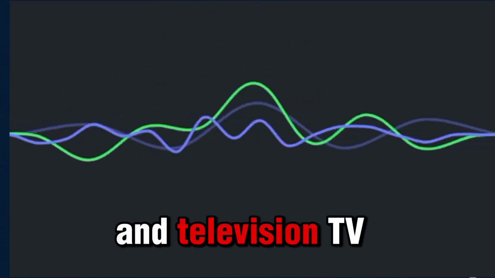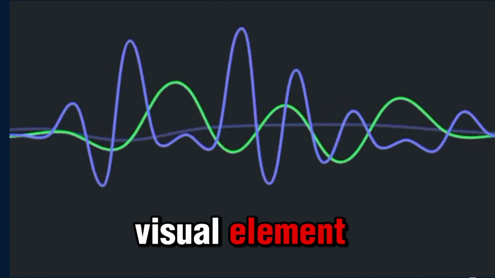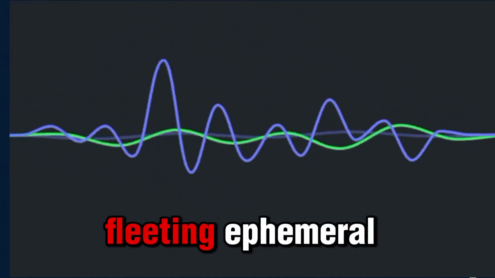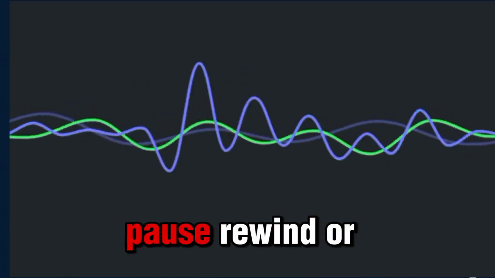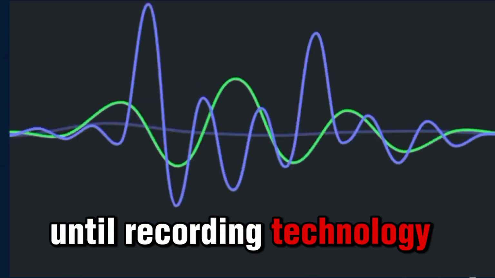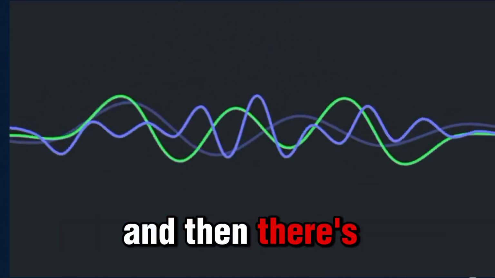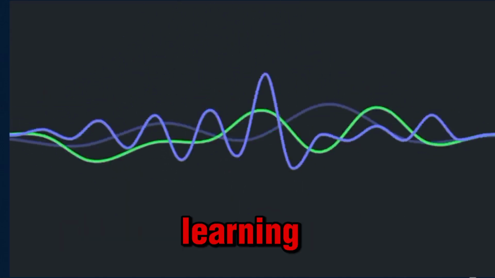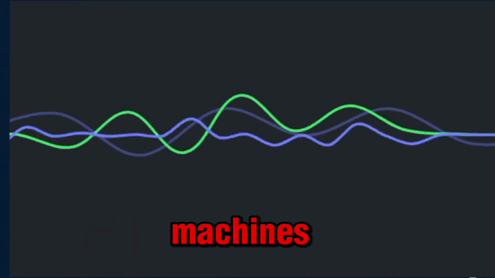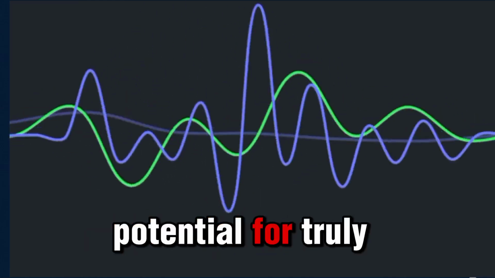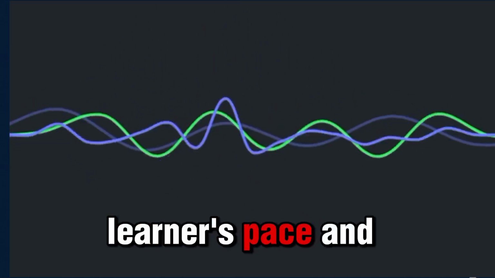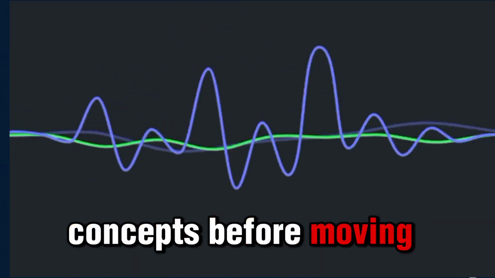Right. And television. TV adds that powerful visual element. It can be really motivating, great for demonstrations. But again, traditional broadcasts are fleeting, ephemeral. You can't easily pause, rewind, or review complex ideas. Until recording technology became widespread anyway. And then there's CAL, computer-assisted learning. CAL. That's kind of the digital evolution of Skinner's teaching machines. It offers the potential for truly individualized instruction, adapting to the learner's pace, ensuring they master concepts before moving on.